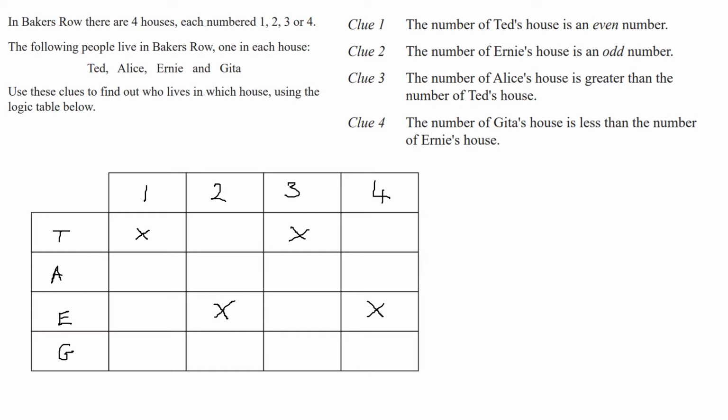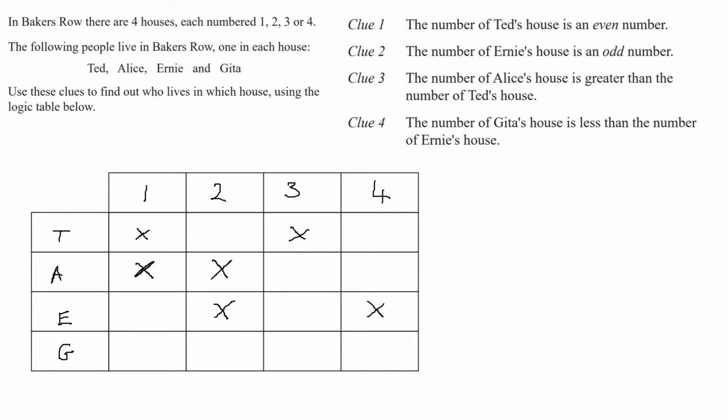So Alice can't live in number 1 because that's the smallest number. So she couldn't possibly live there because that couldn't be bigger than the number of Ted's house. We also know that Ted doesn't live in house number 1. So Alice can't live in house number 2 either, because number 2 isn't bigger than the number of a house that Ted could live in, because Ted can't live in house number 1.